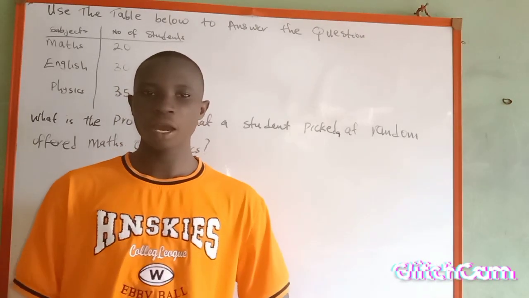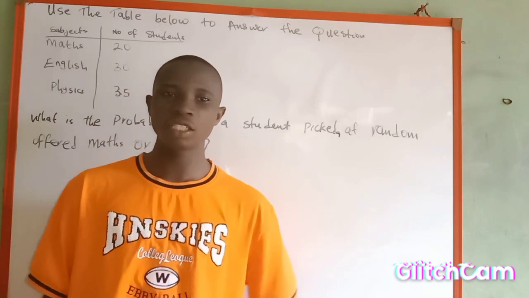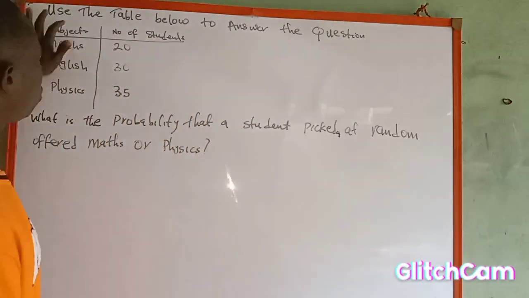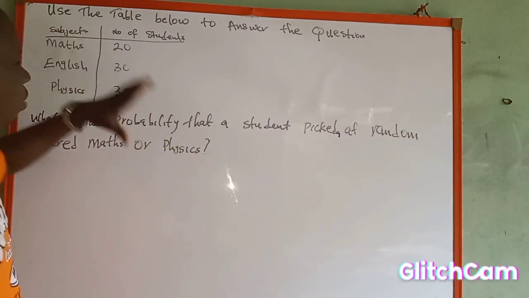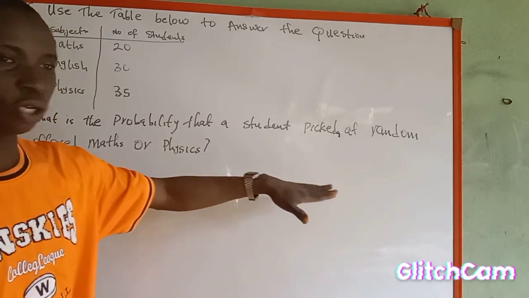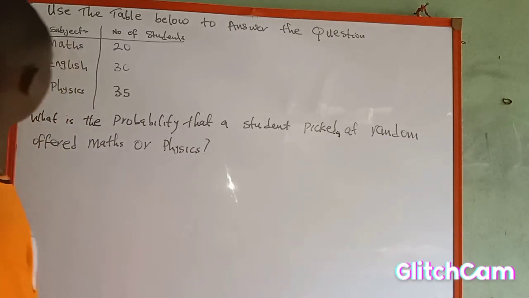In today's tutorial, we are going to learn how to find this probability question. So on the board here, they say we should use this table below to answer this question below. And the table is here.